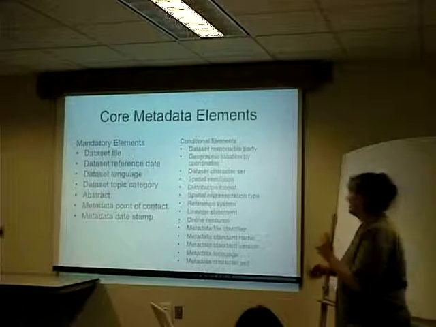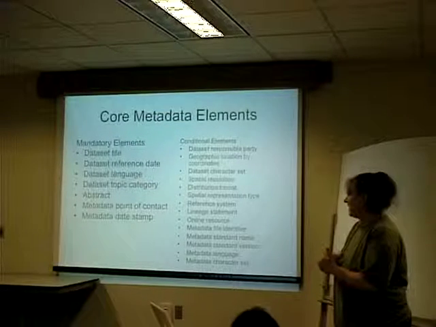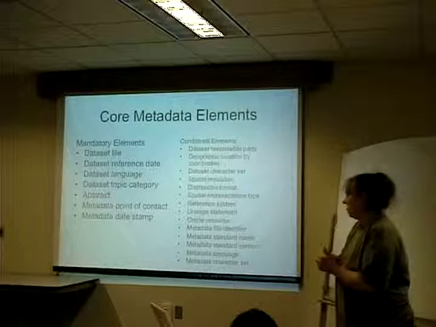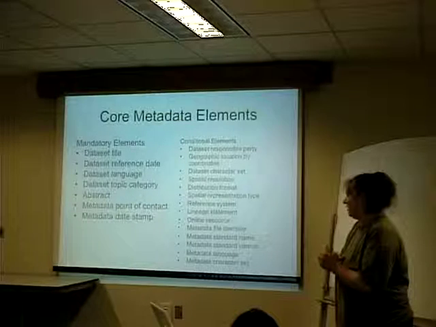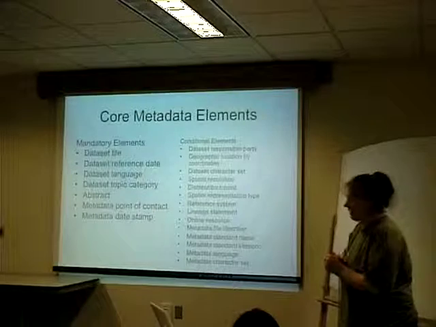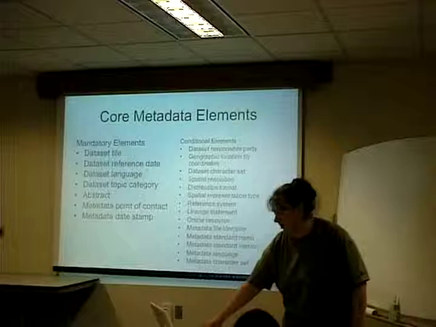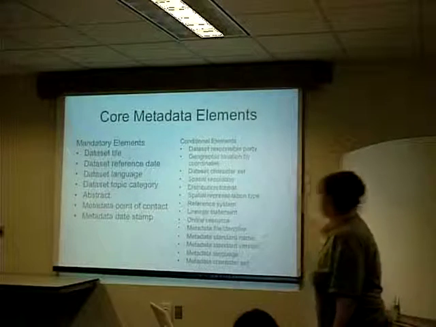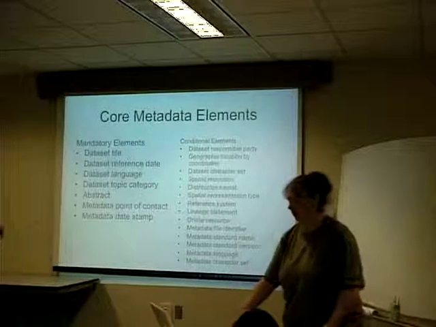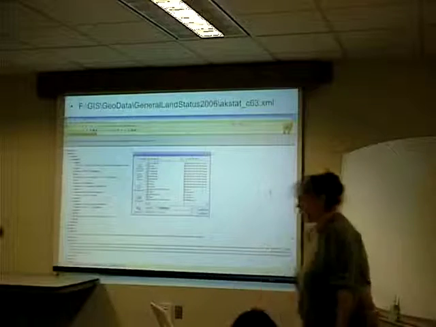Mandatory elements, of course, are the title, reference date, data set language. That could be maybe the type of data that it is, I believe. Topic or category, that kind of helps with keywords and searching for different types of data. And abstract, and of course your contact and the last time it was used or modified. And then there's a whole bunch of other stuff that you can have in metadata. It can take up your whole time if you're really super thorough. But those are the mandatory elements.